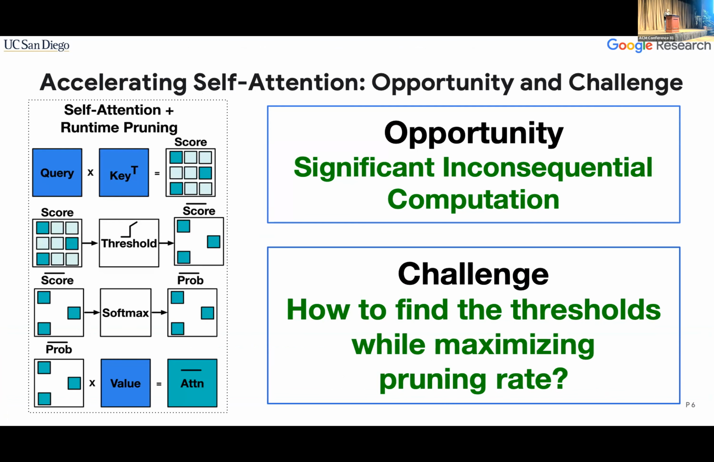Okay, what do we have here? Our opportunity here is the existence of significant inconsequential computations. But how can we identify and eliminate these inconsequential computations? We realize that there exists a threshold that differentiates between the scores of the words that need to be considered for the context and those that do not define the context and are thus inconsequential. That could save unnecessary computation overhead and therefore accelerate self-attention. However, the challenge here is how we can identify and find this threshold while maximizing pruning rate. And also we are interested in a solution that has minimal repercussions for model accuracy.